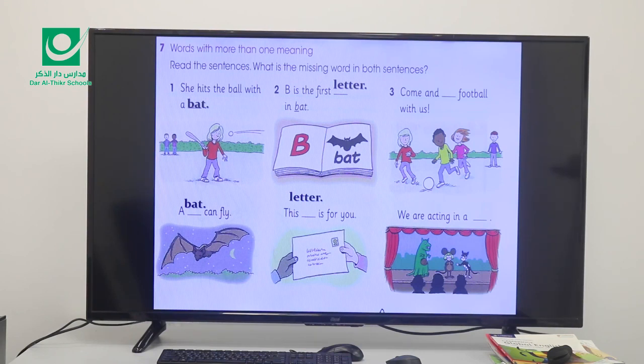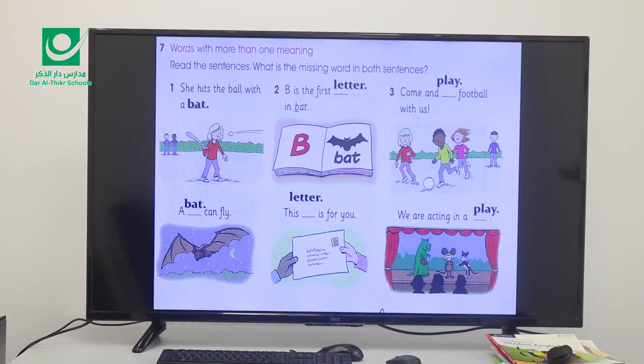Now, number 3, come and football with us. What is the missing word to complete the sentence? You say, come and play football with us. And the last picture, we are acting in a play. See, again, play, you know, we acted on a theater, on a stage.